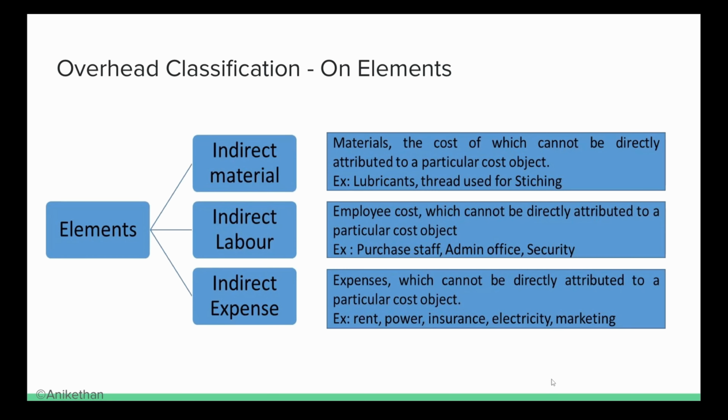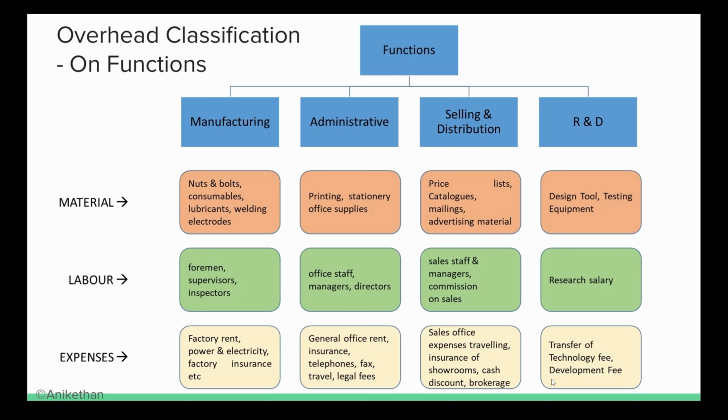So this is an example of classification based on elements. You can pause here and take a screenshot. You can look at the examples. Here also you can pause and take a screenshot. Here what I have explained is classification based on functions as well as elements. So for example, manufacturing indirect materials are these nuts and bolts, but administrative materials are the printing and stationery supplies. It's a very good collection of overhead costs for your reference.